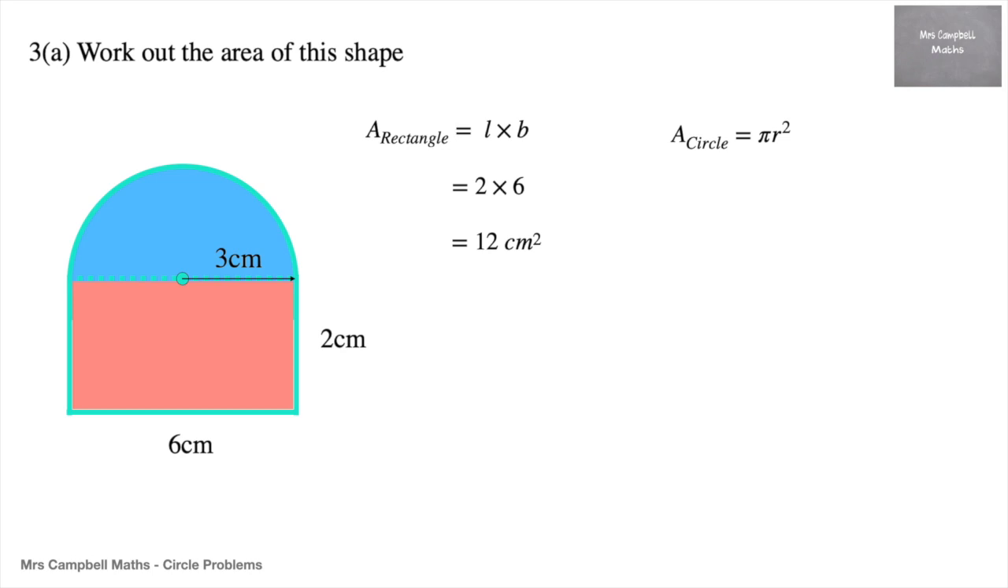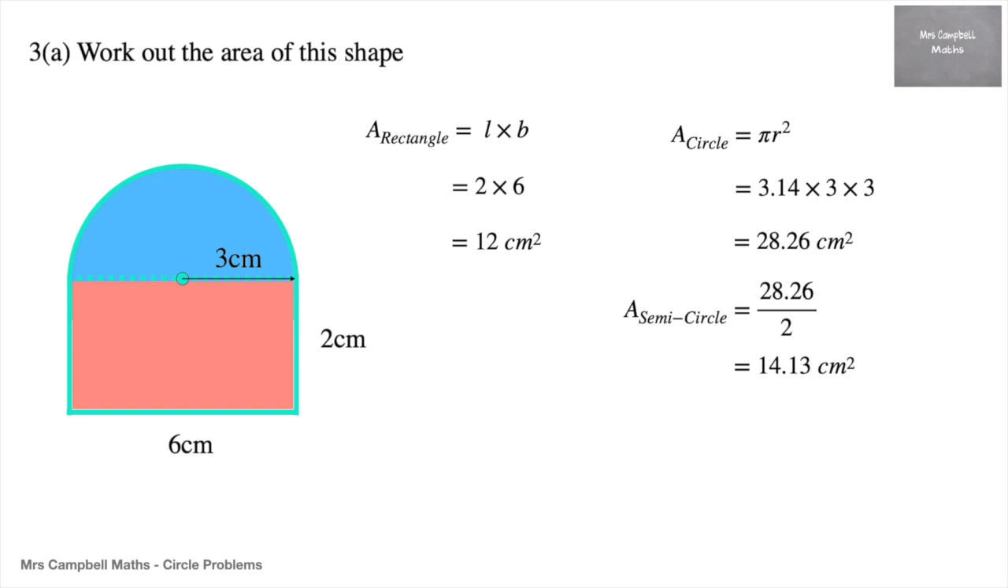A equals pi r squared. We've now got that the radius is 3, so we put that in. 3.14 times 3 times 3. And that equals 28.26 square centimetres. So the area of the semicircle is equal to 28.26 divided by 2 equals 14.13 square centimetres.